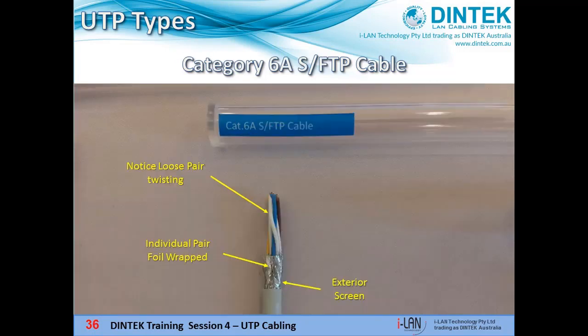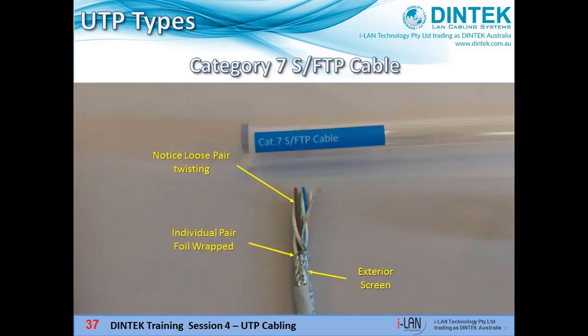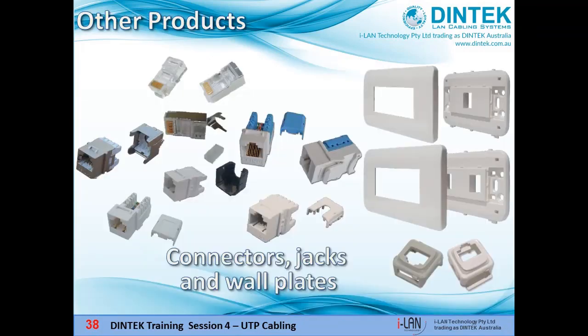Cat6a SFTP. Each pair is individually wrapped in foil, and we also have an exterior braided screen around the whole lot. The extra screening means that the twists don't need to be as tight, which makes it a bit thinner than Cat6 UUTP. Cat7 SFTP. This looks exactly the same inside and out as Cat6a SFTP that we just saw, but there is a performance difference, so there's other factors involved that we can't see.